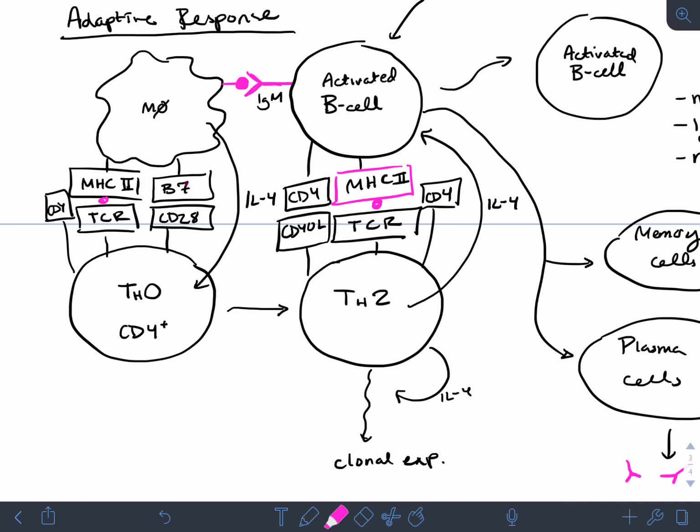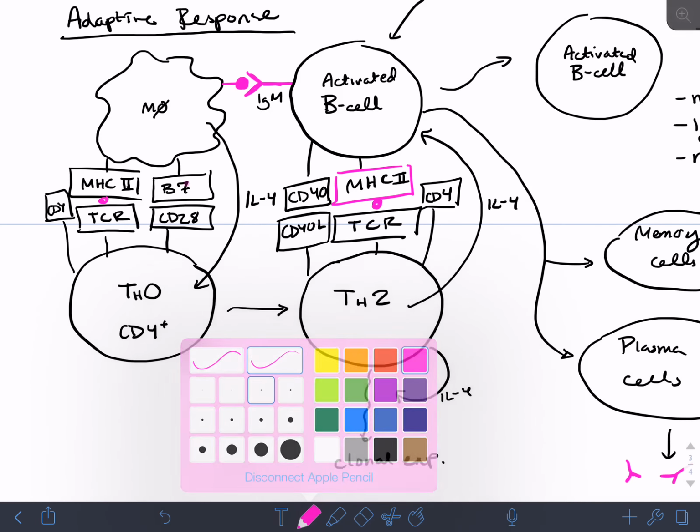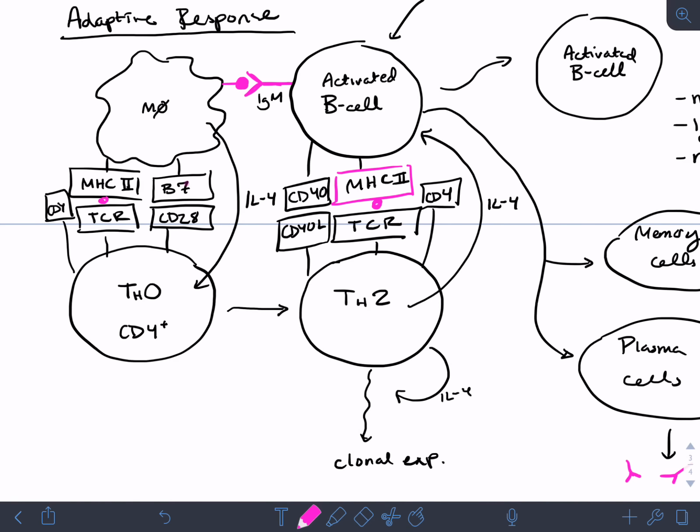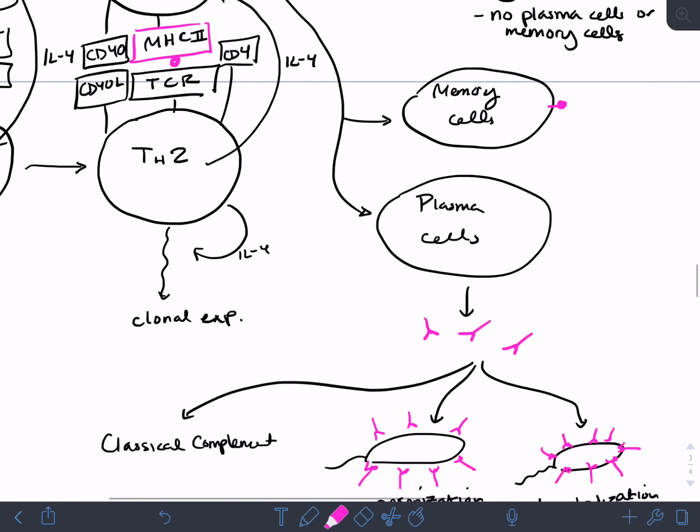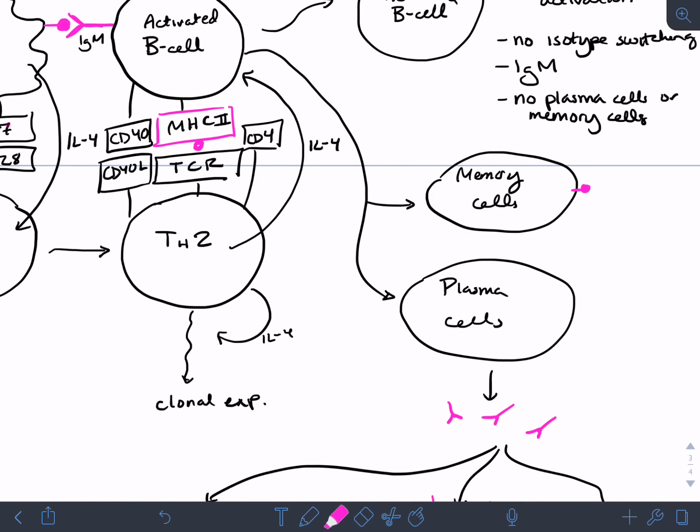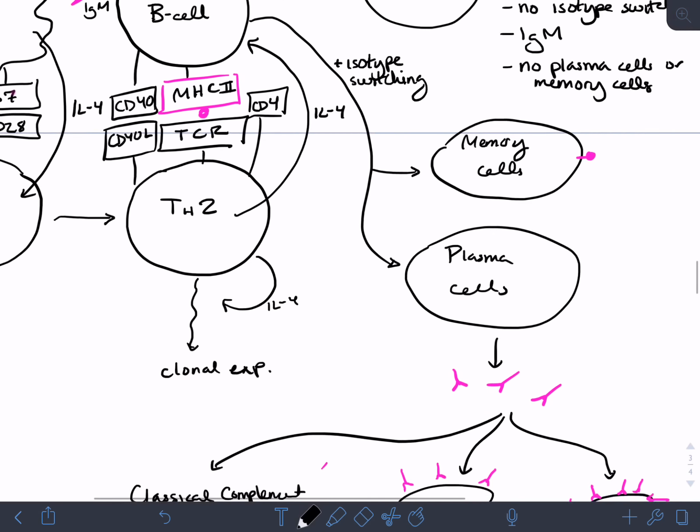And now your TH2 is going to interact with the activated B cell, and the CD40 ligand is going to bind to the CD40, not CD4, the CD40 on the activated B cell, and that's going to result in the T helper 2 cell releasing IL4 to the activated B cell. Okay, so that's going to happen. And then the activated B cell can now become memory cells, it can become plasma cells, and by the way, it can also do isotype switching. Plus isotype switching. So you can create more than just one type of antibody now.